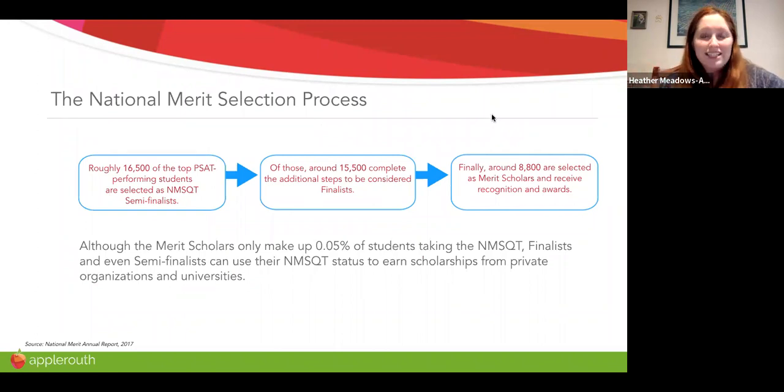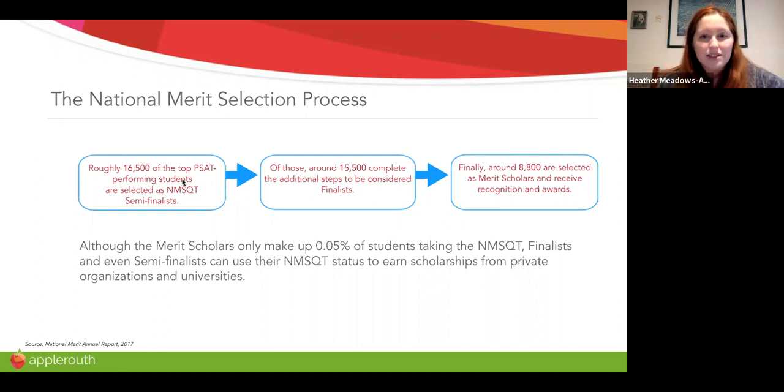We'll talk about the number in a second. How does the process work in the first place? You take the test, and you're automatically entered if you're a junior and you take the test. These numbers are a little old, they're from 2017, but they give you an idea of how selective it truly is. About 16,000 students are selected as semifinalists. Think about how many kids take this in a whole year. That's an extremely small number, right? So just keep this in mind, it's very selective.